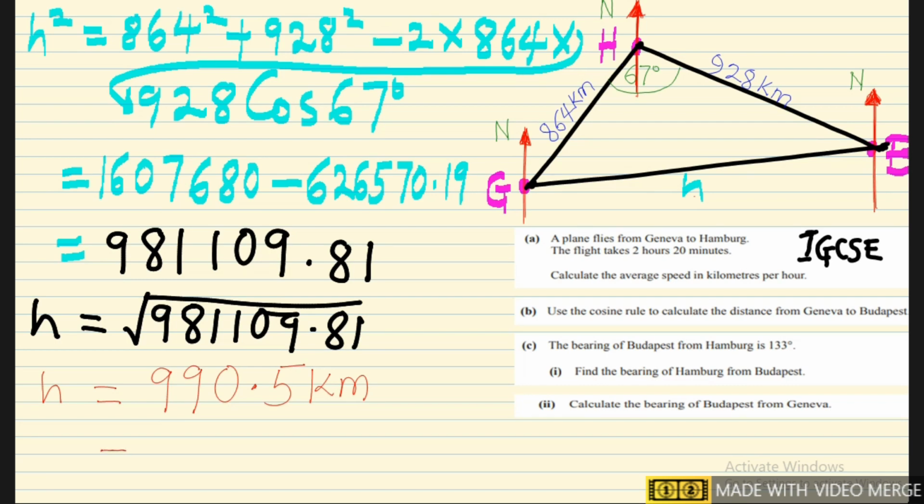So here, rounding this to 3 significant figures, we got 991 kilometers, the distance from Geneva to Budapest, to 3 significant figures. Okay, so here is my answer there. Let's see the third part of the question.